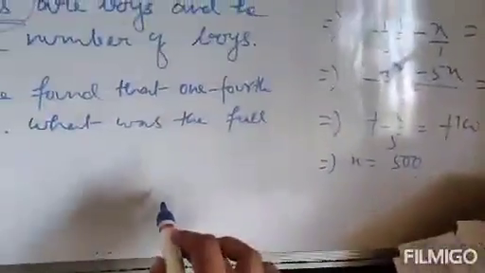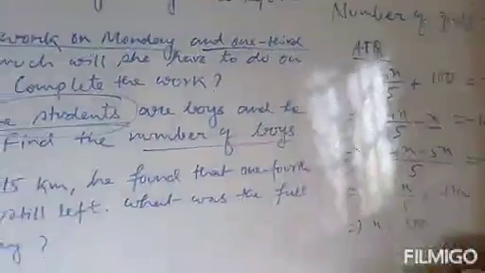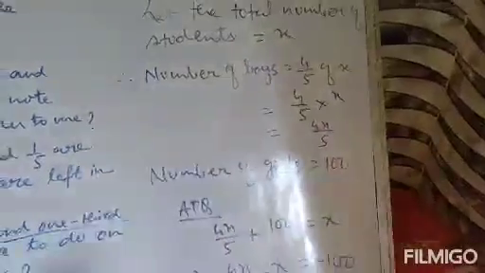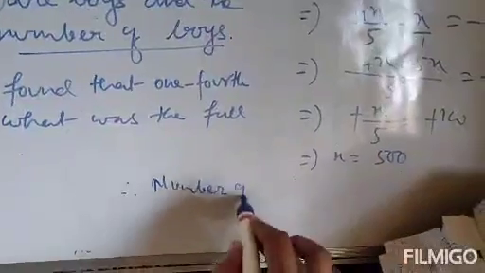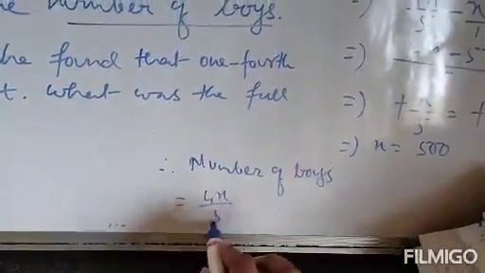So just write. But the question says number of boys. So number of boys is 4x by 5. So we will put the value of x over here, so we can calculate number of boys. That means number of boys equal to 4x by 5.